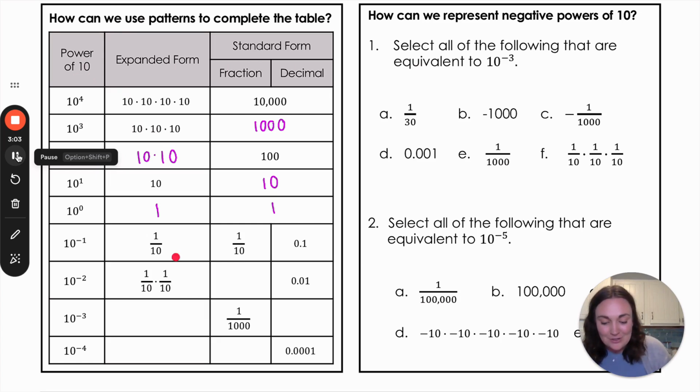So 10 to the negative 2, 1/10 times 1/10, and 1 over 10 times 10 is the same as 1 over 100. And again, this 0.01, that 1 is in the hundredths place. So we'd read that as 1/100th.